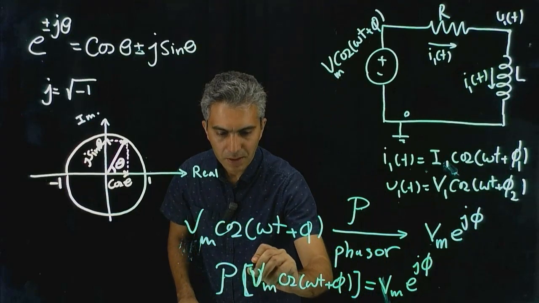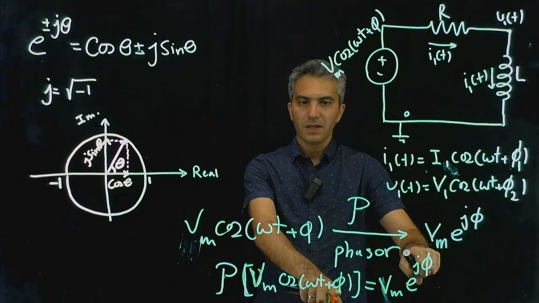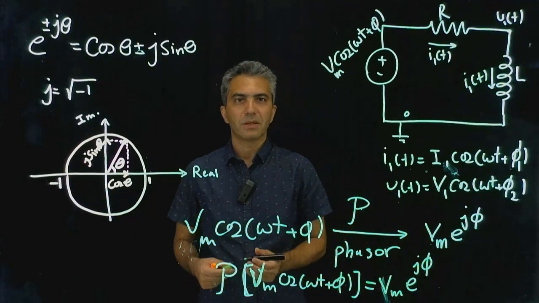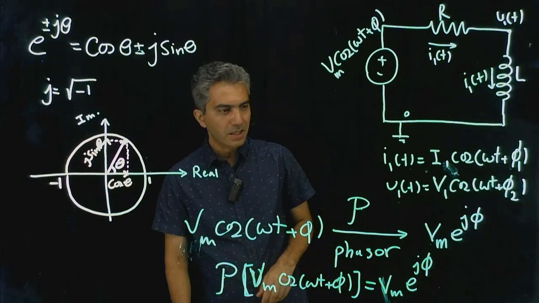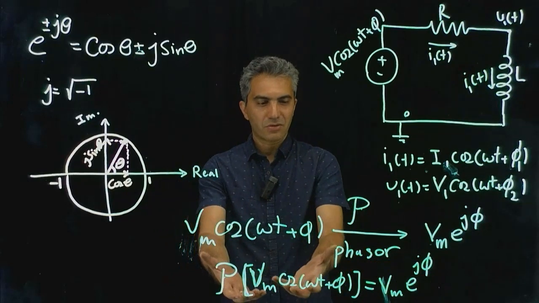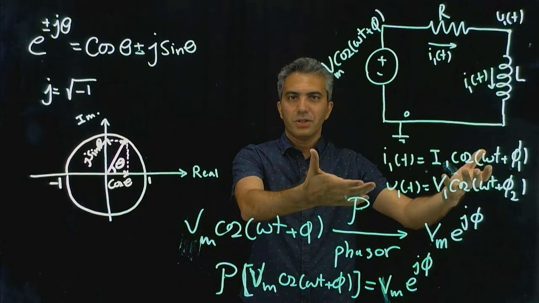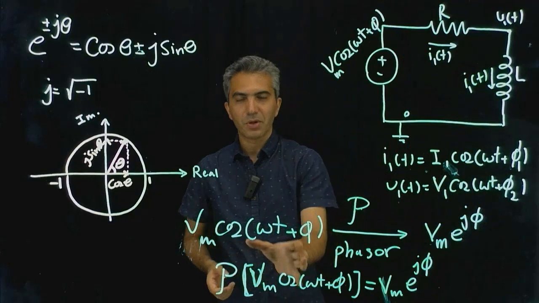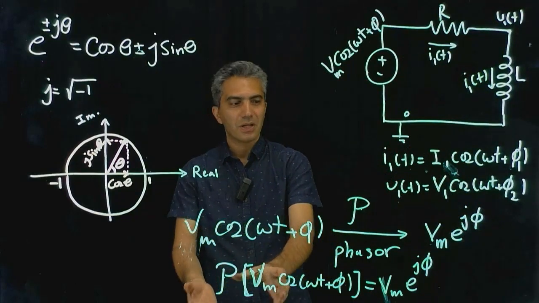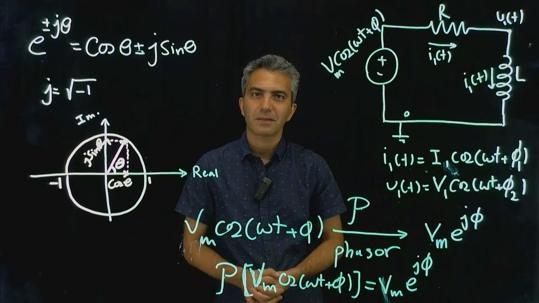So magnitude is there. The information about the phase is preserved. The phase is there, but the time dependency is no longer showing up here. Now, if I use this transformation on the equations that I had for this circuit, I'm going to transform all those equations to a domain where there is no time dependency.